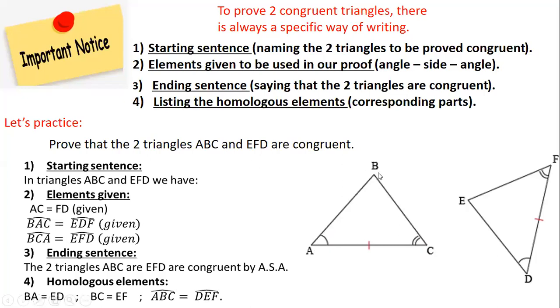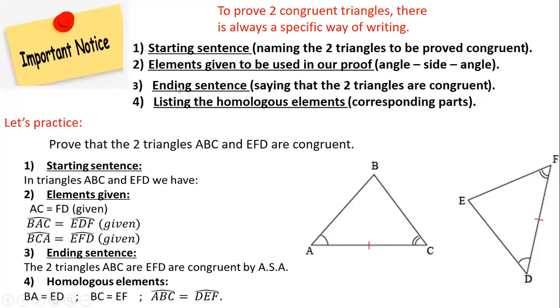Voice is clear. Okay, so angle BAC here has the same mark as EDF. Then angle BAC is equal to angle EDF also by given because I have taken it from the drawing. Another angle adjacent to AC is at vertex C. It is BCA or ACB. ACB has the same mark as EFD, then these two angles are equal. These are the elements given in the drawing. I found angle, side angle.